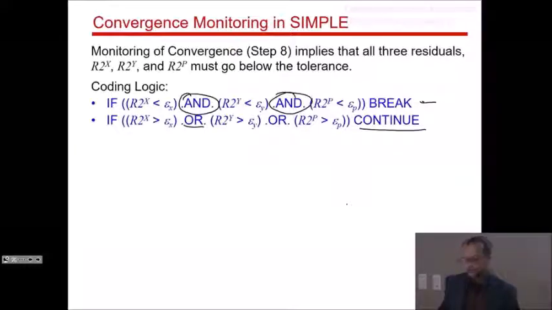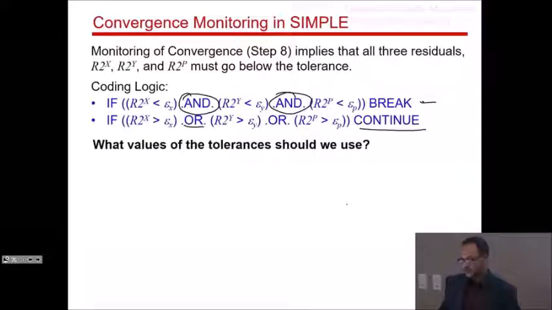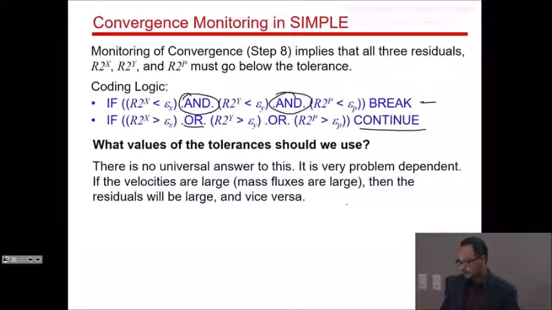All right. What values of tolerance should we use? Common question. There is no universal answer. This is very problem dependent. If you're doing flow with hundreds of meters per second, then obviously your residuals will be very large to begin with. Whereas if you're doing creeping flow at 1 centimeter per second, then your initial residuals will be very small. So really, it depends on that.